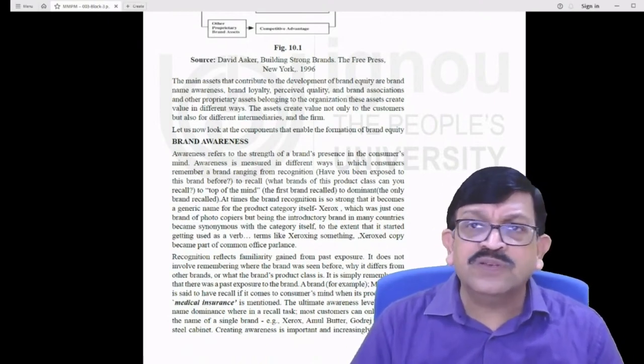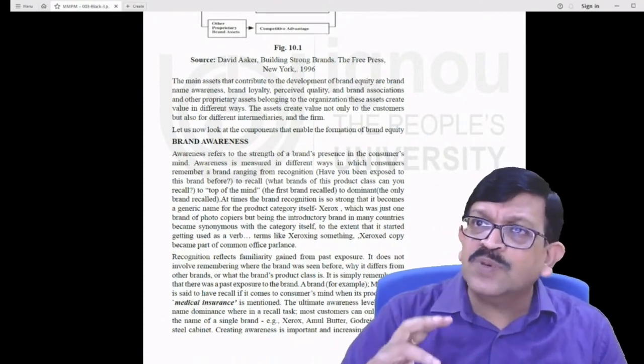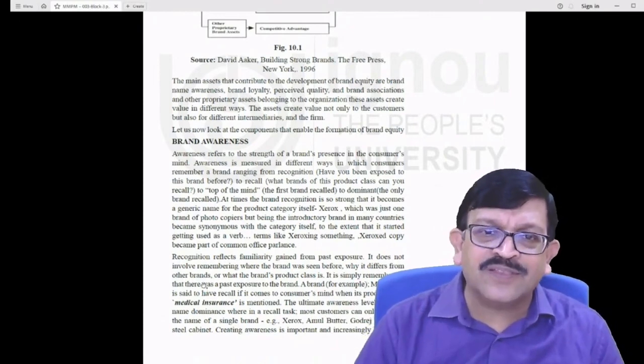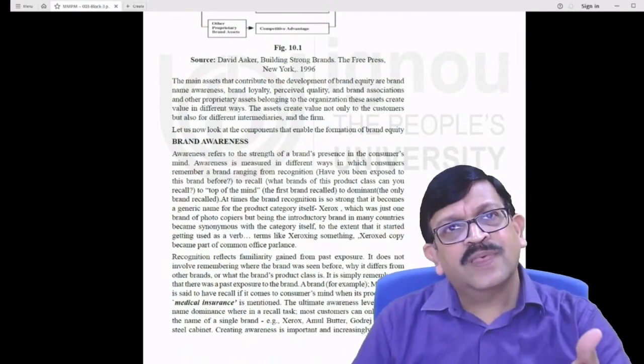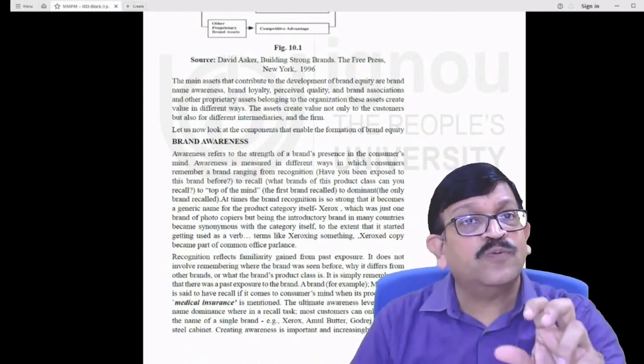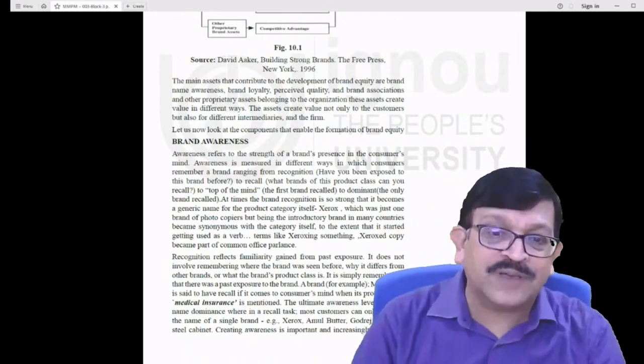Today we talk about Google, we say you Google it. Google has become so critical in terms of information gathering as a platform. We say you Google it. So when the brand becomes a verb, it becomes more generic, right?